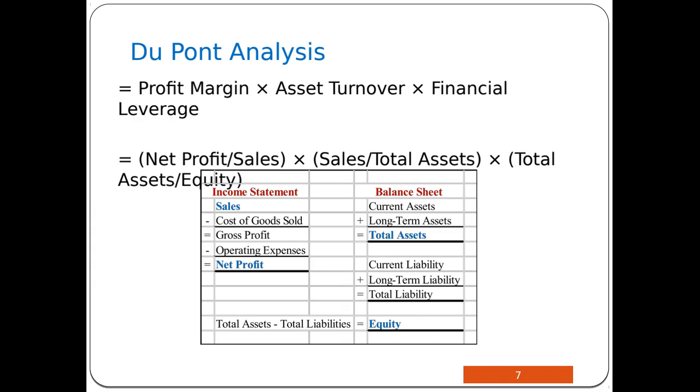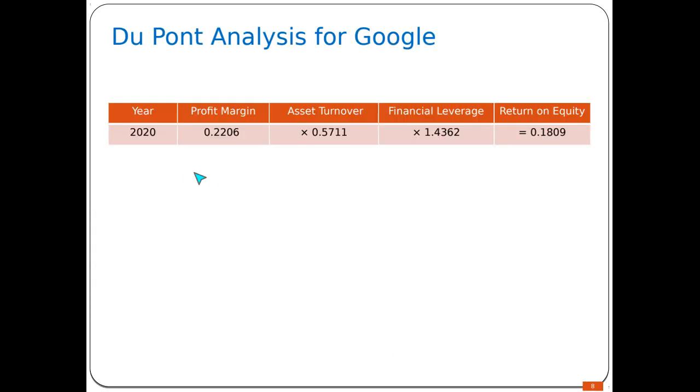Right? And let's take a look at an example of a real company. For example, this is the 2020 DuPont or return on equity of Google. So that's profit margin times asset turnover times financial leverage, and we have the return on equity. All right, and we will do the DuPont analysis using some real numbers, inshallah. It will get more familiar and comfortable once we do that, inshallah.